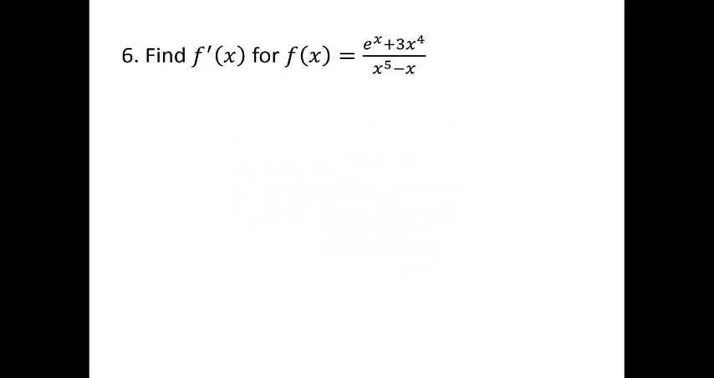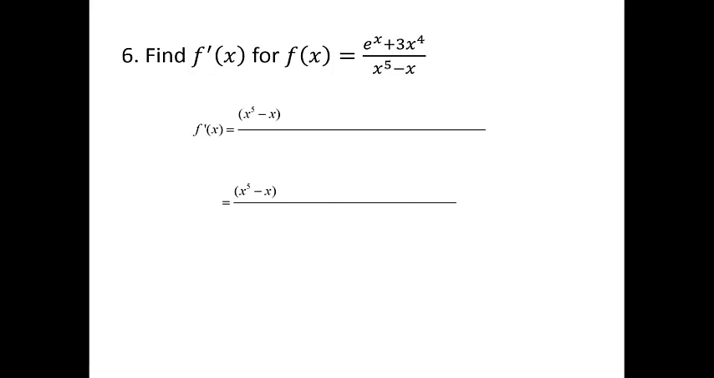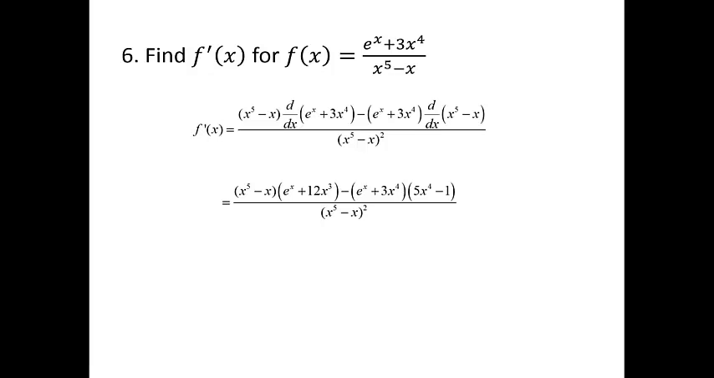For our final introductory example, let's compute the derivative of e to the x plus 3x to the 4th divided by x to the 5th minus x. We have the bottom, x to the 5th minus x, times the derivative of the top, e to the x plus 12x cubed, minus the top, e to the x plus 3x to the 4th, times the derivative of the bottom, 5x to the 4th minus 1, all over the bottom squared.